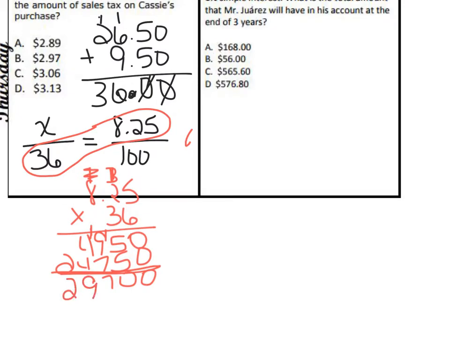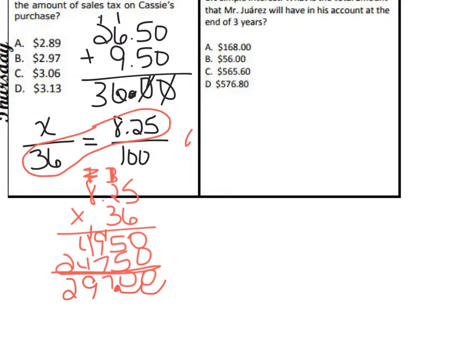So how many decimal places do we have? 2. So we move back 2 spaces. So that's 2 spaces, 1, 2. So that's $297. Does that make sense? No. What are we missing? A decimal. Oh, wait, is it $2.97? Yeah, but what are we missing to do?